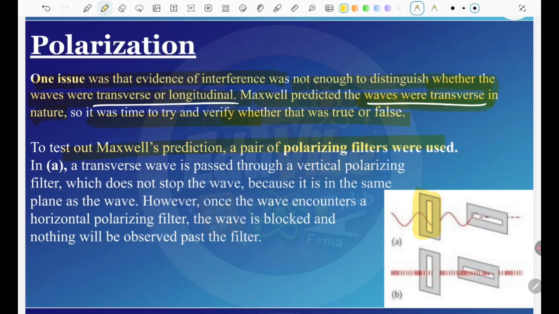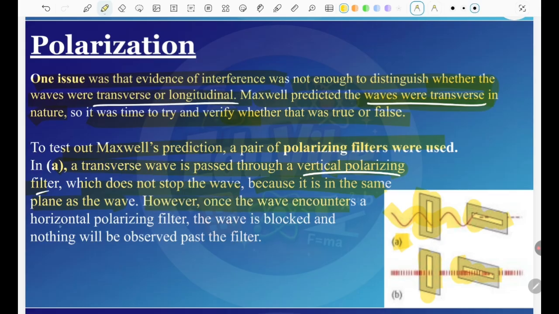This is the vertical one and this is the horizontal one. We call them A first. The transverse wave passes through a vertical polarizing filter, which does not stop the wave. So that transverse wave goes in, and the vertical polarizing filter does not stop it, because this is the same plane as the wave.